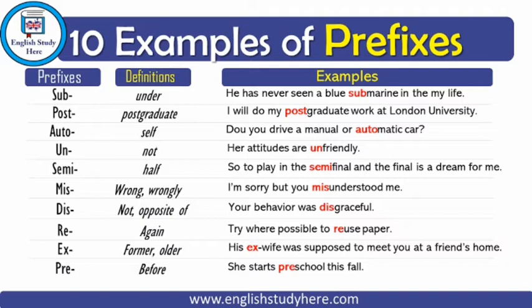Okay, now another example, we have un, U-N, un, uneven, unequal. Now this is a prefix. When you add un to a root word equal, it becomes unequal. When you add un to the root word even, it becomes uneven. So this also is a prefix. Un is a prefix, and it also means not.